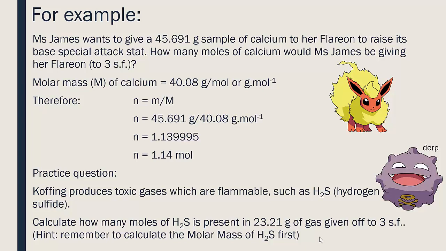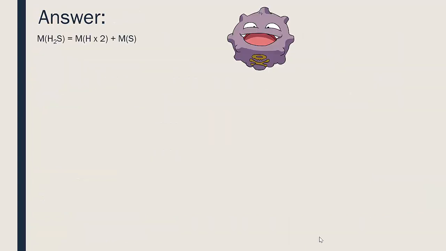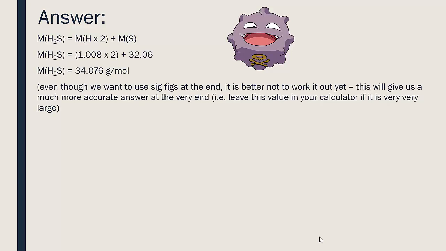First thing we need to do is calculate molar mass. Molar mass will be 2 lots of hydrogen plus sulfur, which ends up being 34.076 grams per mole. Even though we want to find that itself to a certain number of significant figures, we need to make sure to use the whole value for any subsequent calculations. So save it in your calculator, because when we do n equals mass divided by molar mass, we need to use the whole number to get a more accurate answer at the end.